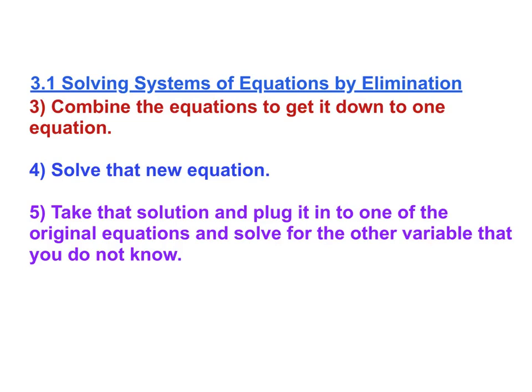Take that solution and plug it into one of the original equations and solve for the other variable that you do not know. So on the next slide, it's going to be messed up again, so I'll leave this up here so you get it down right, and I'll fix it after. So at this point, what we've done, we've found what each variable in the equation is equal to. And we write that solution as an ordered pair.